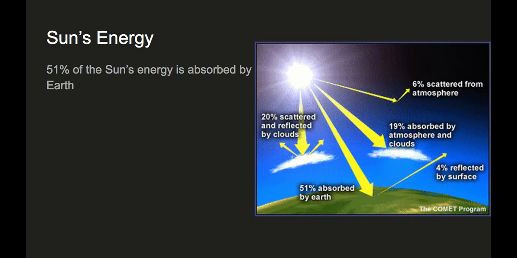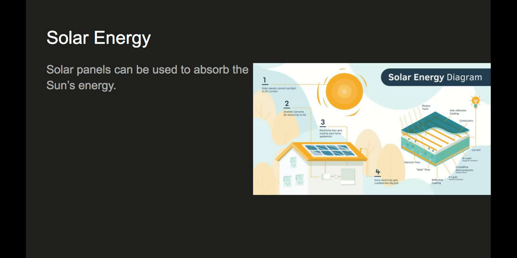So, ceiling fans typically function through electricity, which is found from the sun. 51% of the sun's energy is absorbed by the Earth's surface. And from there, we can see that you can use solar energy to get this energy from the sun. Essentially, the solar panels absorb the light of the sun during the day, and that light is later turned into electricity. As you can see in the picture, it provides a nice diagram.